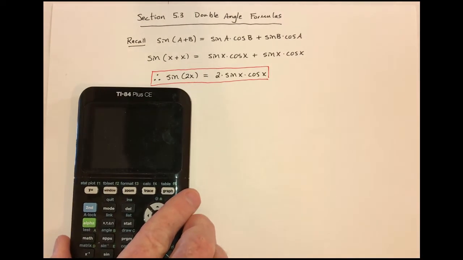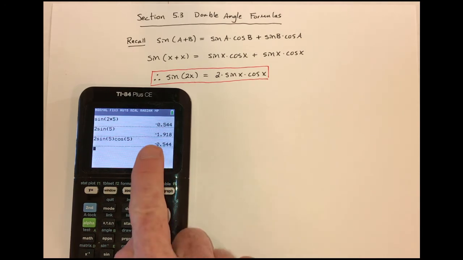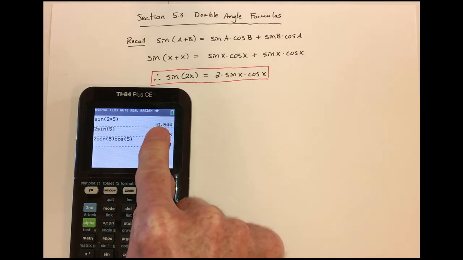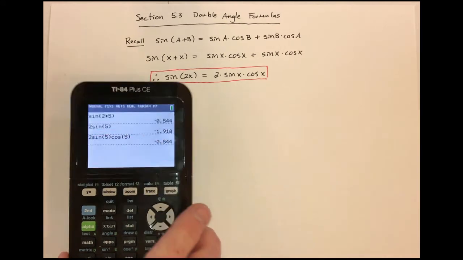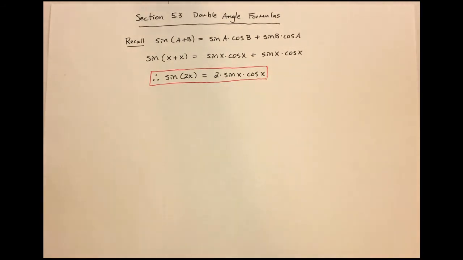So notice, let's just pick some numbers and see. If you were to take sine of 2 times 5, is that the same thing as just 2 sine of 5? In other words, can you factor out a 2? No, they're not even close. But if you do 2 sine of 5 and also cosine of 5, then that is the same thing as the sine of 2 times 5. So we do need both of them. It's going to be 2 times sine of x cosine of x.